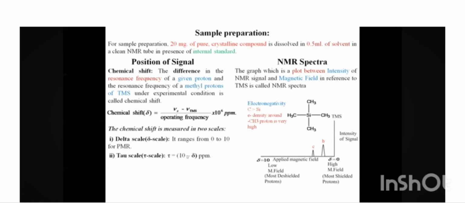Sample preparation. For sample preparation, 20 mg of pure crystalline compound is dissolved in 0.5 ml of solvent in a clean NMR tube in presence of internal standard.